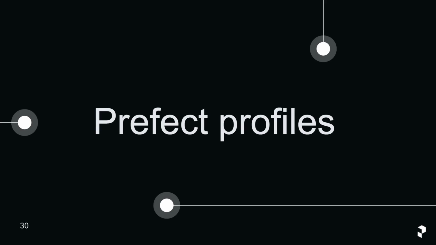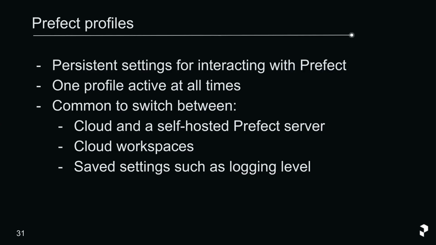Moving right along to our next topic, Prefect profiles. What are they? So profiles are persistent settings for interacting with Prefect. You will have one profile active at all times, and it's common to actually switch between profiles. So even though one profile will be active, you can have multiple of them. You can have one that's dedicated for interacting with your cloud instance. Maybe you have another profile that's automatically set up to interact with a self-hosted server that you spin up temporarily. You could have profiles dedicated to different workspaces in your Prefect Cloud account, or you can have profiles that have different settings saved to them, such as different logging levels. We'll cover some different environment settings with Prefect in more detail in the coming slides.